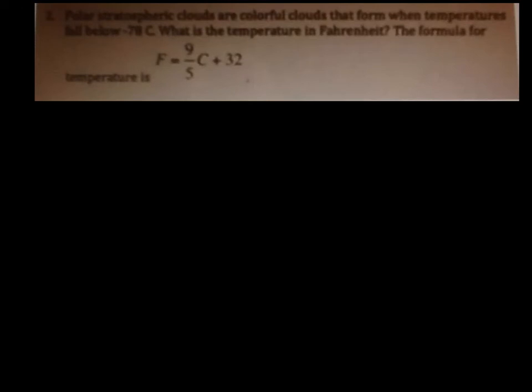Okay, this next one, it might be hard for you to read, but I'll read it for you. It says polar stratospheric clouds are colorful clouds that form when temperatures fall below -78 degrees Celsius. What is the temperature in Fahrenheit? The formula for temperature is Fahrenheit equals 9/5 Celsius temperature plus 32. So let me write this one out. Fahrenheit equals 9/5 the temperature in Celsius, or C, plus 32.